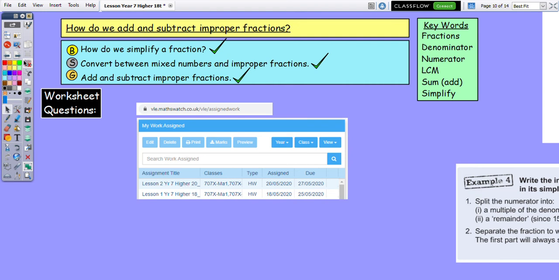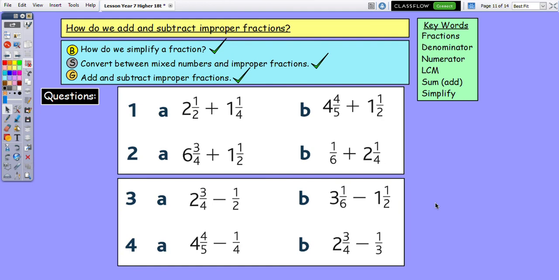Beautiful. Right, I'm going to stop talking for a second. These are the questions I'd like you to have a go at. Pause the video, have a go at them. I'll accept answers in either improper or mixed number form. Have a go at them, see what you get. Answers in a second.